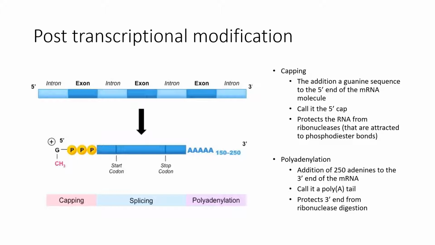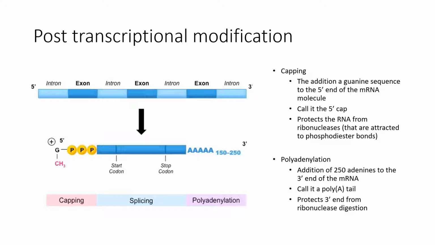Next, we're going to have capping, and capping is just the addition of a guanine sequence to the 5' end of the mRNA molecule. That is why we call it the 5' cap. It protects the RNA from what are called ribonucleases, which are attracted to phosphodiester bonds, and we don't want them breaking those phosphodiester bonds of the backbone, right?